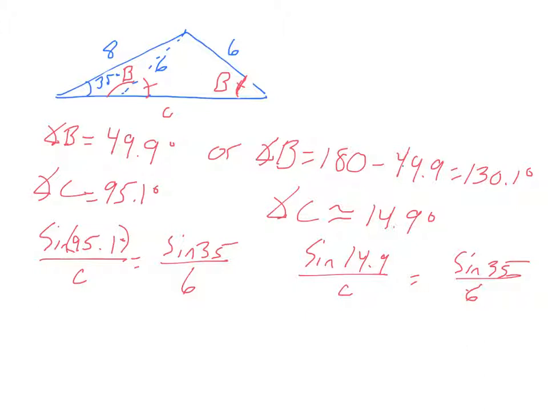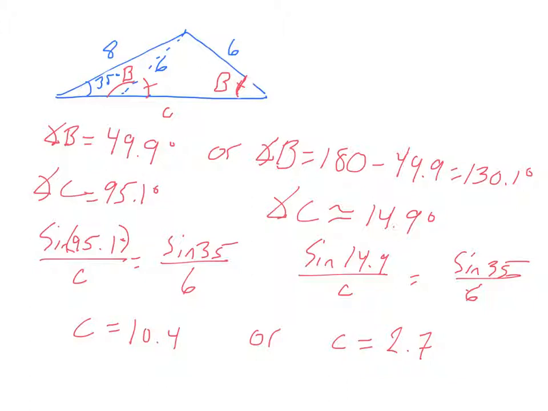Right, so one scenario is that C ends up being equal to 10.4, or side C ends up being equal to 2.7. So we have two separate scenarios here, and we found both of them. So when you're solving a triangle and it's SSA, and there are two possible solutions, then we have to be careful, okay?